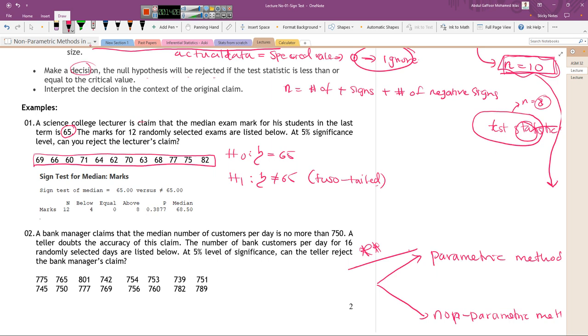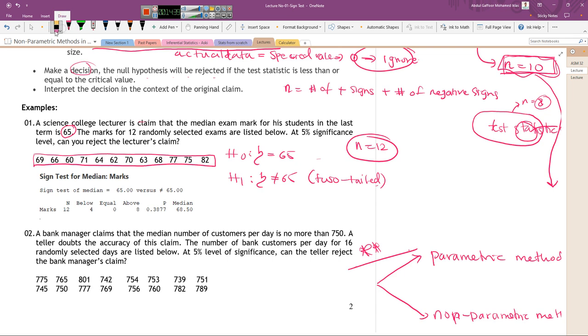So here the number of observations n is equal to 20. This is the original sample size, but we have to assign signs to each data point by comparing each data value with the specified value in our claim, right? If our actual data point is greater than 65, we will assign a positive sign. If it is less than 65, we will assign a negative sign. If they are equal, we will assign 0, right?